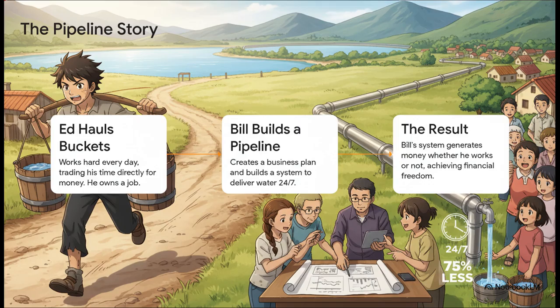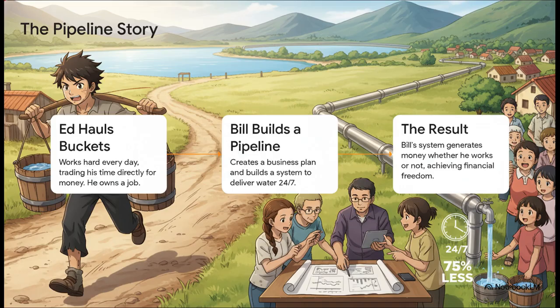Okay, so imagine a village that needs water. Ed immediately grabs 2 buckets and starts running back and forth to a lake a mile away. He works hard all day, every single day, and makes a decent living. He's a bucket hauler. Bill, on the other hand, disappears for a year. He writes up a business plan, finds investors, and builds a pipeline to the village. When it's done, Bill's pipeline delivers cleaner water 24/7 for a fraction of the cost. And just like that, Ed, the hard worker, is out of a job.